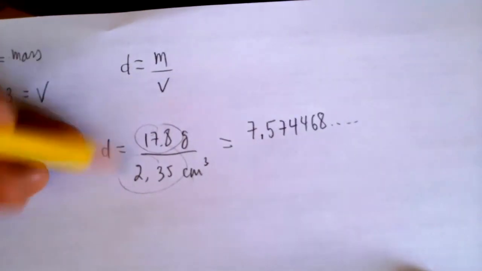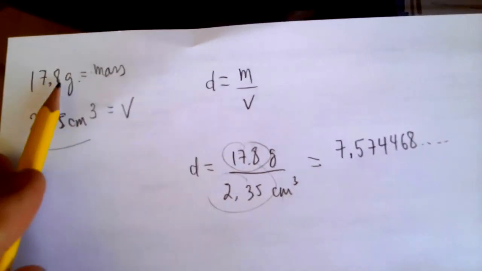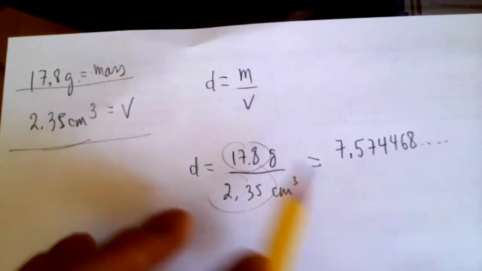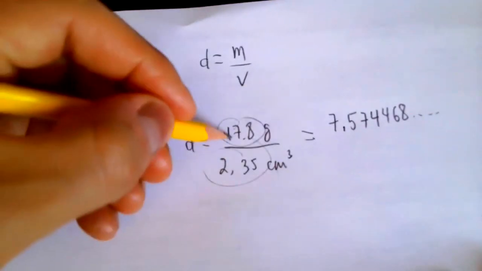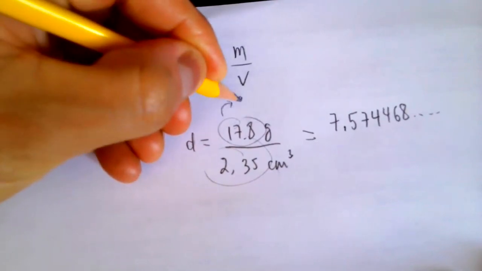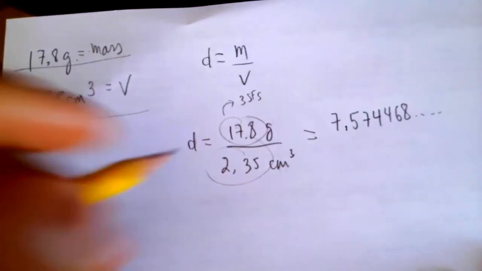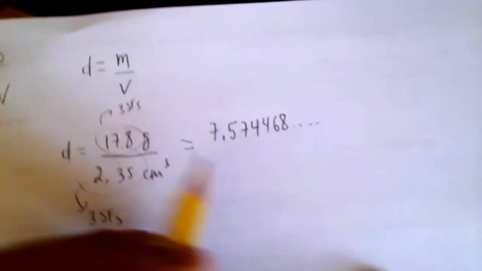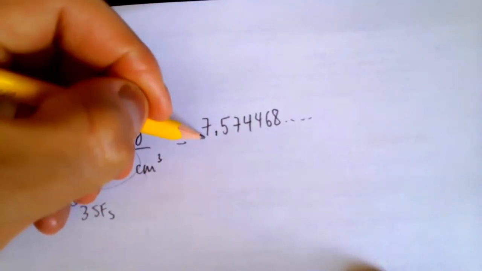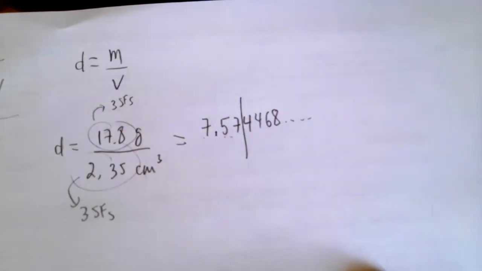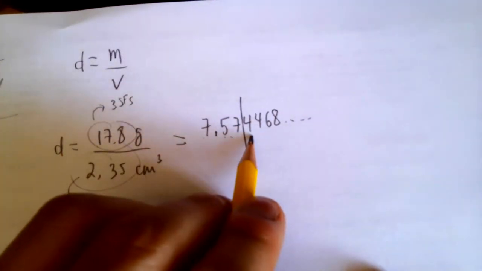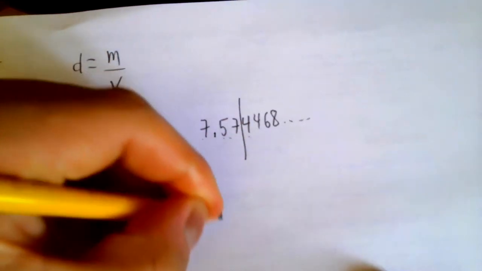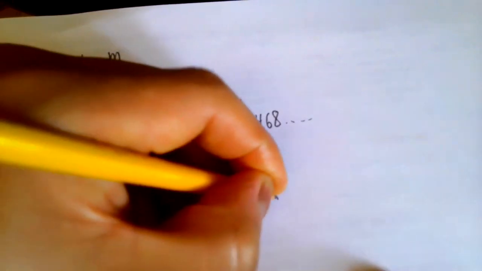Okay? In this case, they are not exact numbers. They are both measurements, mass and volume. So they have sigfix. 17.8 has 3 sigfix, right? 2.35 also has 3 sigfix. So they both agree. So I should keep only 3 sigfix. 1, 2, 3. The next one is smaller than 5, so I don't round it. It's 5.57 grams per cubic centimeter.